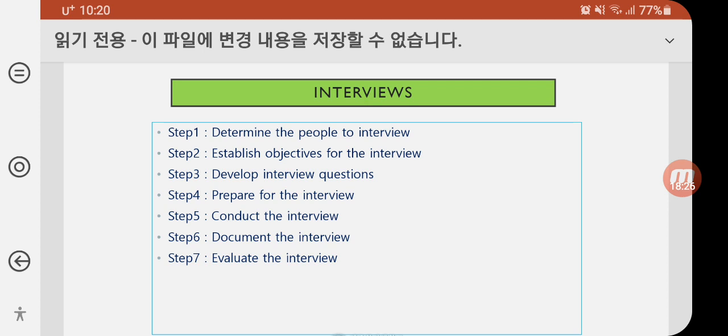The last step is to evaluate the interview. In addition to recording the facts obtained in an interview, try to identify any possible bias.